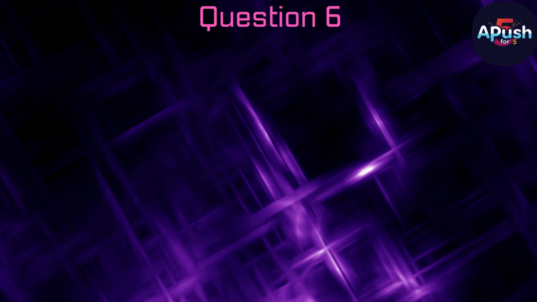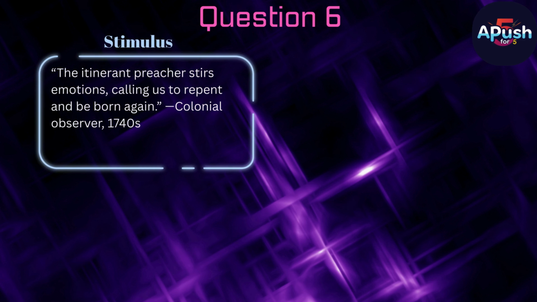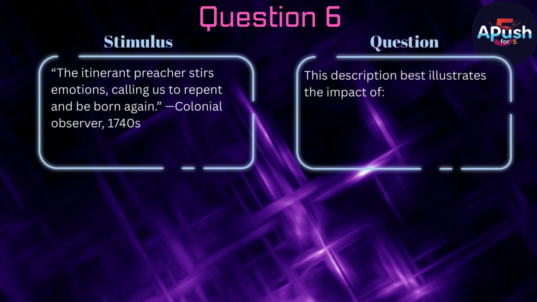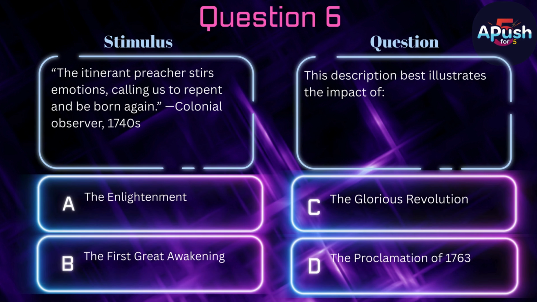Question 6. Stimulus. The itinerant preacher stirs emotions, calling us to repent and be born again. Colonial Observer, 1740s. Question. This description best illustrates the impact of A. The Enlightenment, B. The First Great Awakening, C. The Glorious Revolution, D. The Proclamation of 1763.